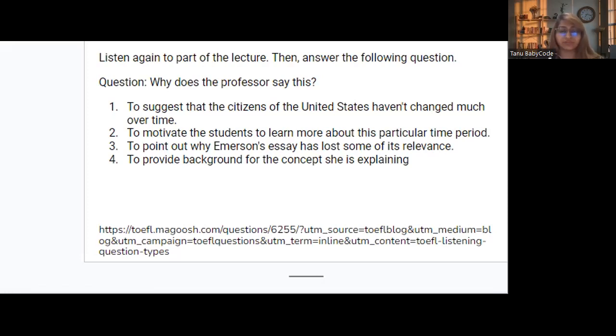Are you able to see this? I'm just sharing my screen once again. Yes. So you can look for the answer also, that you have to listen. Why does the professor say this? Your question is, why does the professor say this?